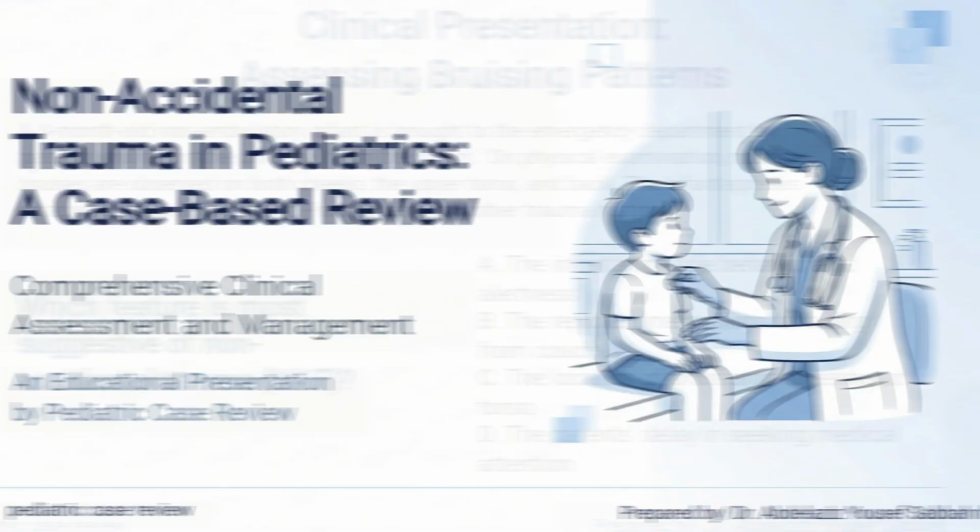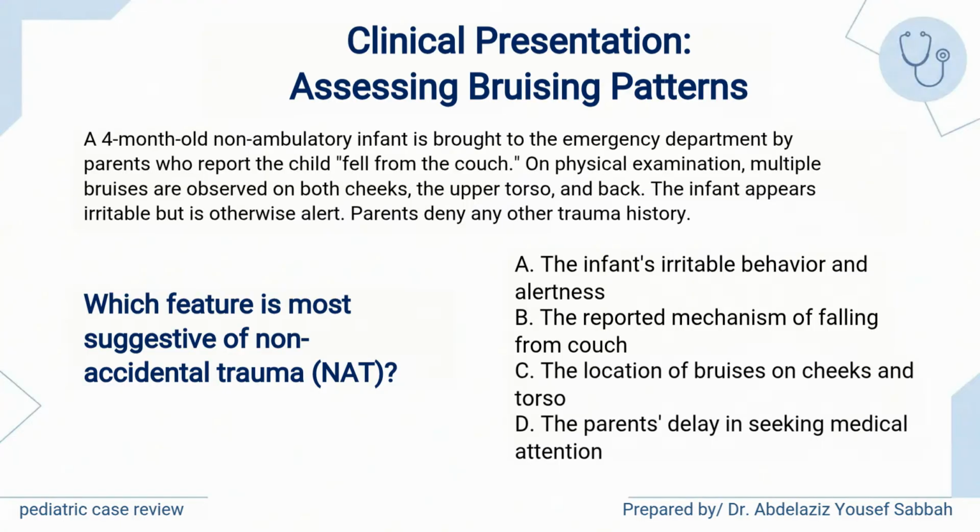Let us begin. Case 1. A 4-month-old non-ambulatory infant is brought to the emergency department. Parents report the child fell from the couch. On physical examination, multiple bruises are observed on both cheeks, the upper torso, and back. The infant appears irritable but is otherwise alert. Parents deny any other trauma history. Which feature is most suggestive of non-accidental trauma?